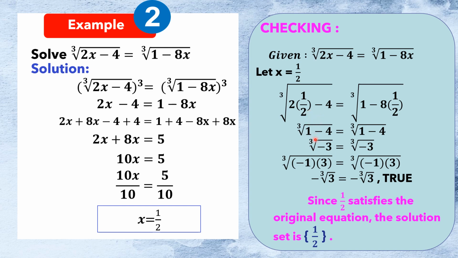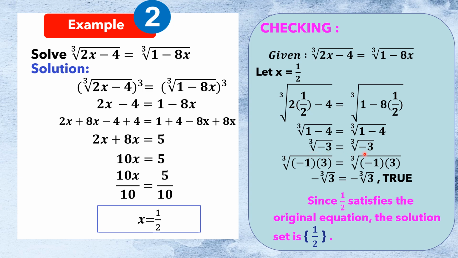And then, copy minus 4. Dito naman, cube root of 1 minus, okay, 8 times 1/2 is 4. Okay po? Next. Cube root of 1 minus 4 is negative 3 because 1 is less than 4. And then dito rin, cube root of 1 minus 4 is equal to cube root of negative 3.